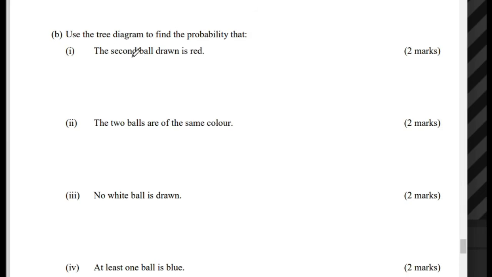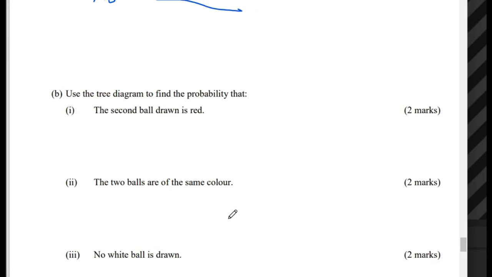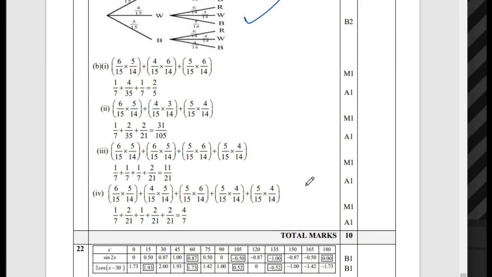Use the tree diagram to find the probability that the second ball drawn is red, the two balls are of the same color, no white ball is drawn, at least one ball is blue. So use these answers to revise and to do the practice. You write a question down in your exercise book, you do it, and then you check using the answers.